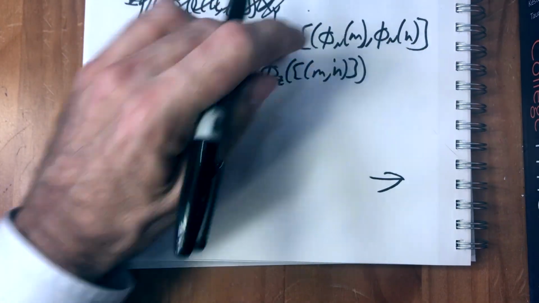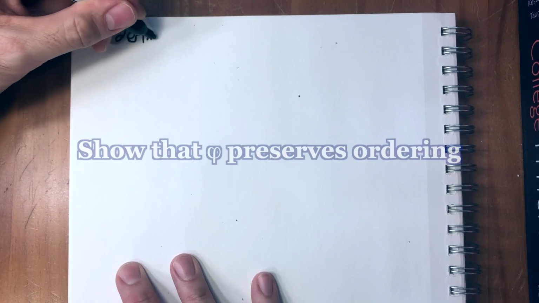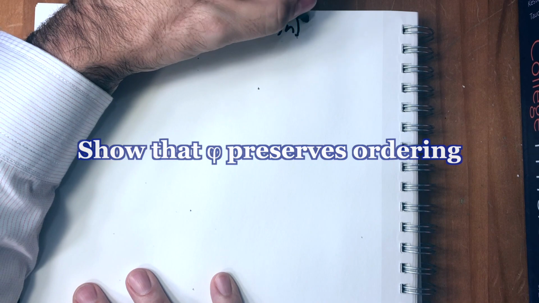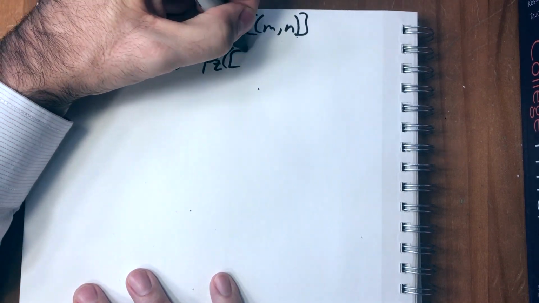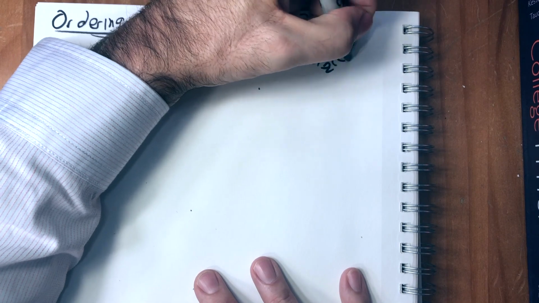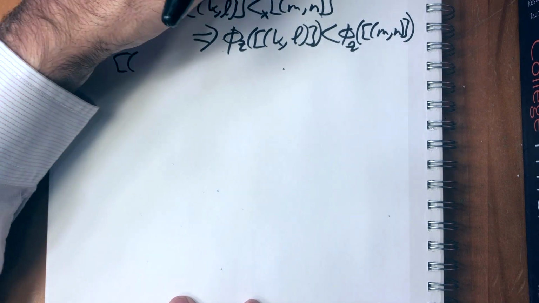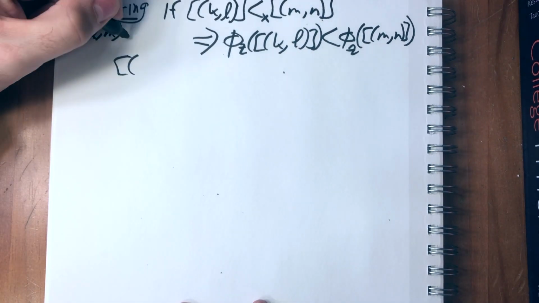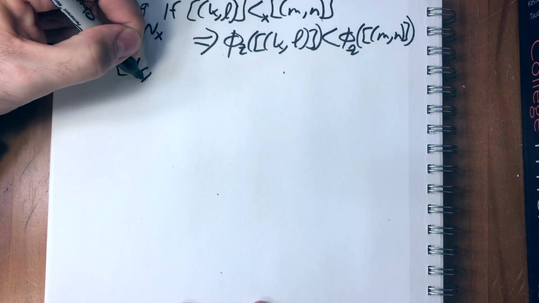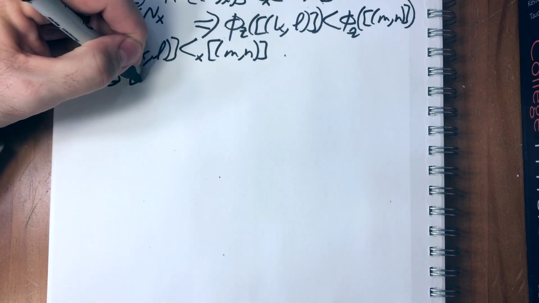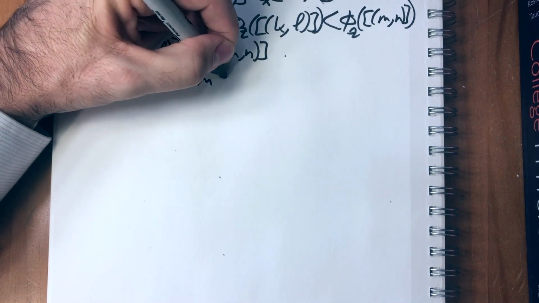Finally, ordering. Let's go to the next page again. Ordering. Okay, we need to show that if k comma l is less than m comma n, that implies that phi k comma l is less than phi of m comma n. Okay, so again, start with the first. So k, l, m, and n are all natural numbers in n, same as before. So we have k comma l is less than m comma n. That implies, so just take the definition of these. We have k minus l is less than m minus n.